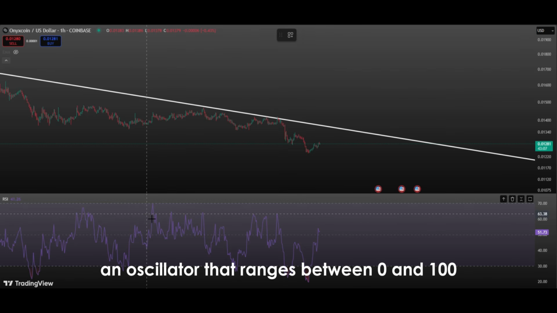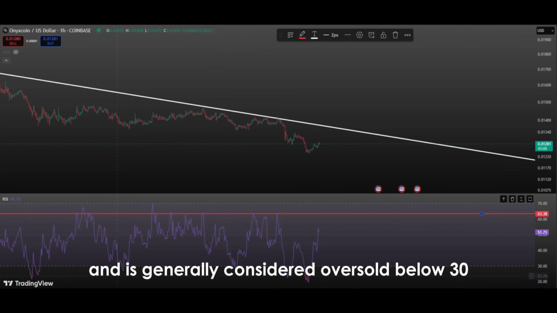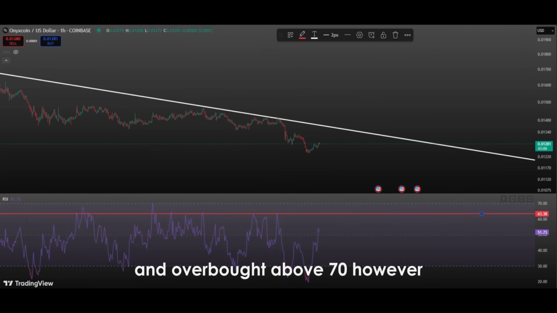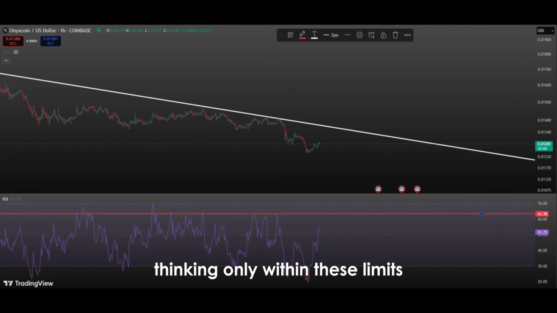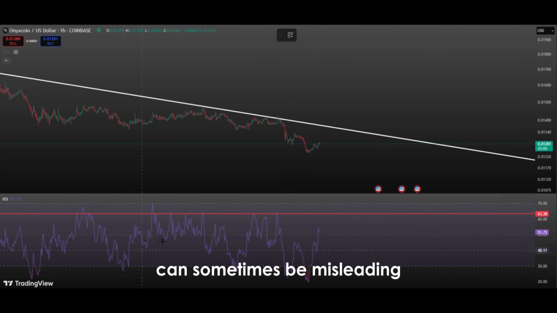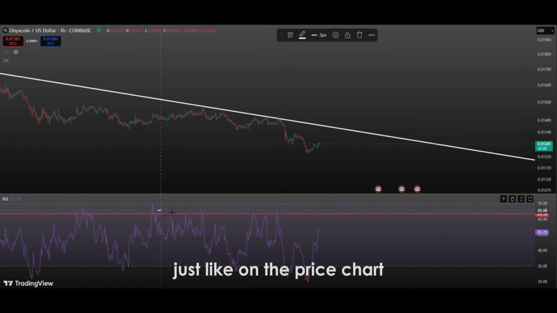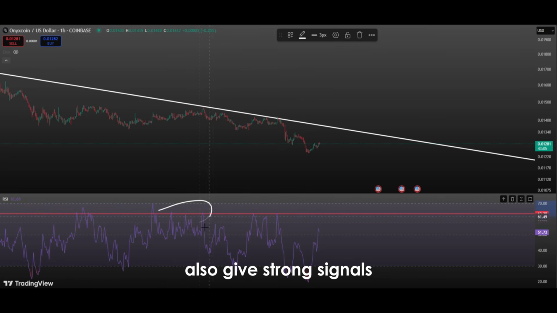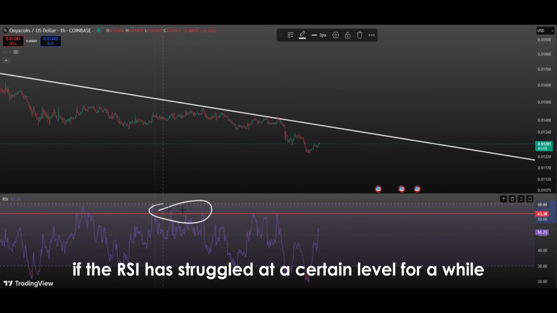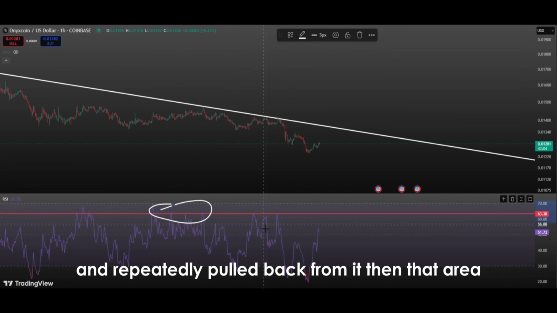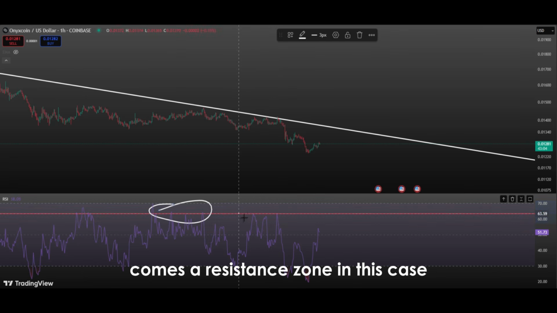RSI is an oscillator that ranges between 0 and 100 and is generally considered oversold below 30 and overbought above 70. However, thinking only within these limits can sometimes be misleading. Resistance and support levels that form on the RSI, just like on the price chart, also give strong signals. If the RSI has struggled at a certain level for a while and repeatedly pulled back from it, then that area becomes a resistance zone.